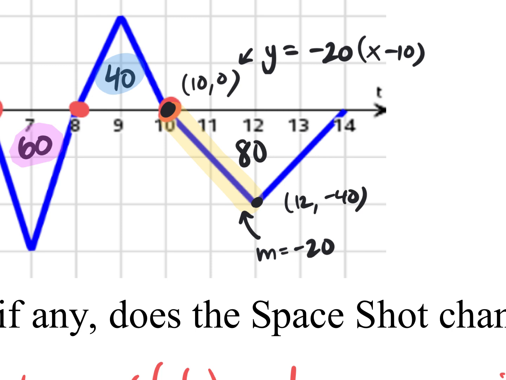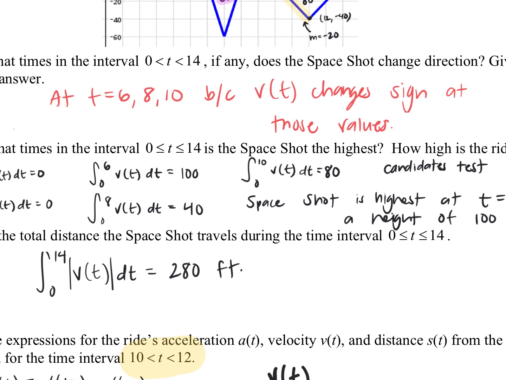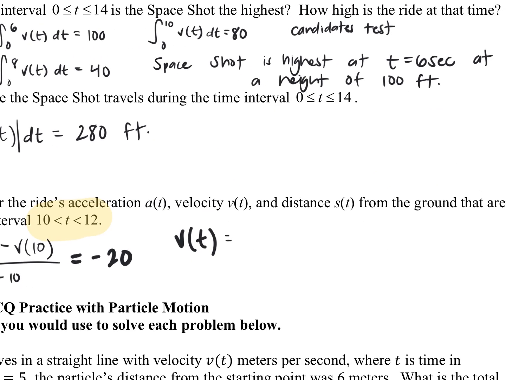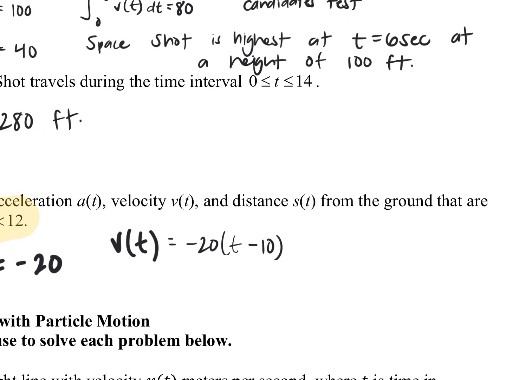Obviously, is that going to be the same for any other segment on that graph? No, but you could write an expression for every single one of those if it asked you to, okay? So that would be my velocity. That was equal to negative 20 times t minus 10. Since our variable's actually in terms of t, I'll put a t there, okay?